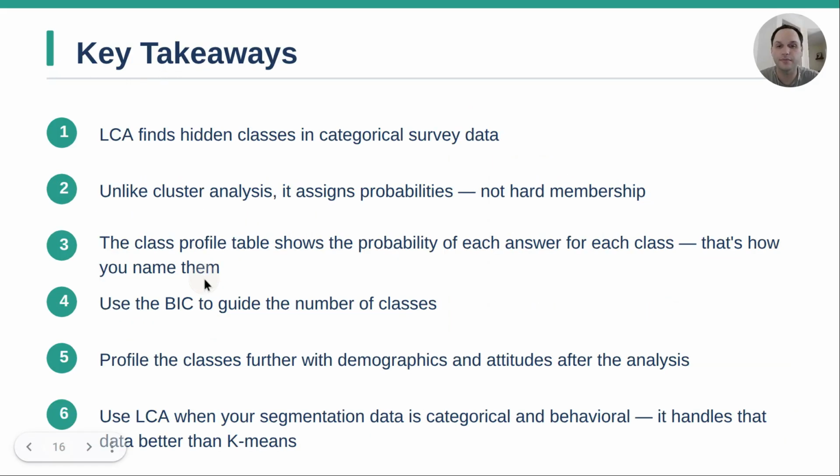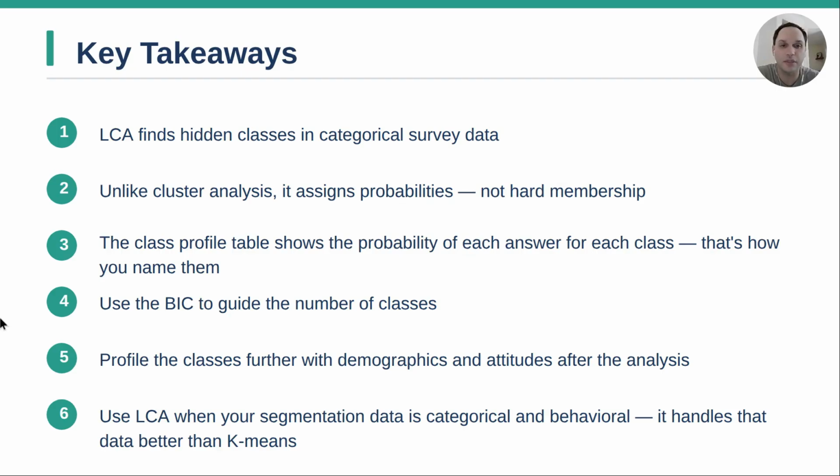6 things to take with you. LCA finds hidden classes in categorical survey data, types of people inferred from their observable behavior patterns. Unlike cluster analysis, it assigns probabilities rather than hard segment memberships, which is a more honest model of how people actually behave.